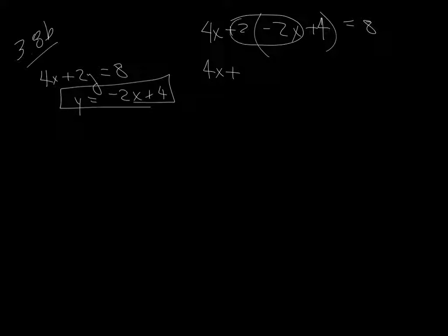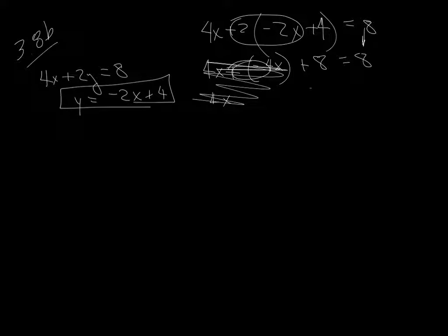Alright, so let's distribute this. 2 times negative 2x is negative 4x. And 2 times 4 is 8, and that equals 8. That's this 8 right there. 4x plus negative 4x is 0 x's, so my x's go away, and I get 8 equals 8.